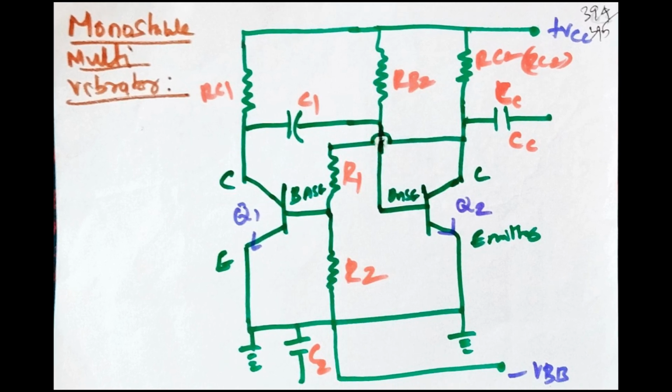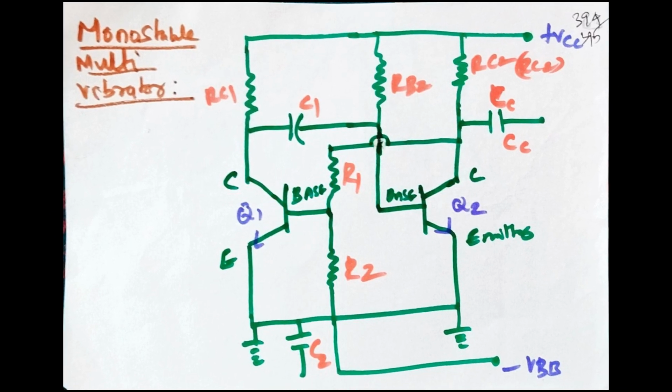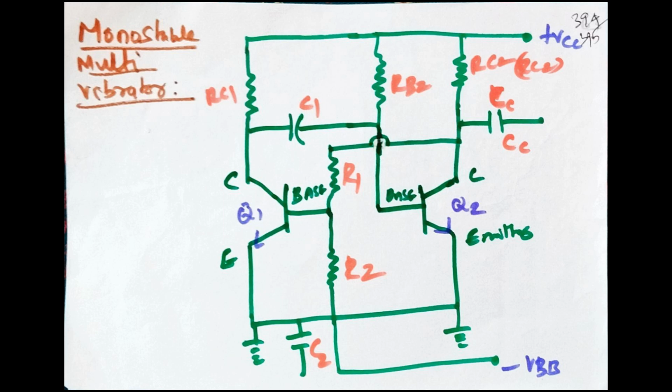Monostable multivibrator circuit shown in figure. The circuit consists of two NPN transistors, each with a base, emitter and collector. The base of transistor 1 is coupled to the transistor 2 collector point through R1. The base of transistor 2 is coupled to the collector of transistor 1 through capacitor C1.